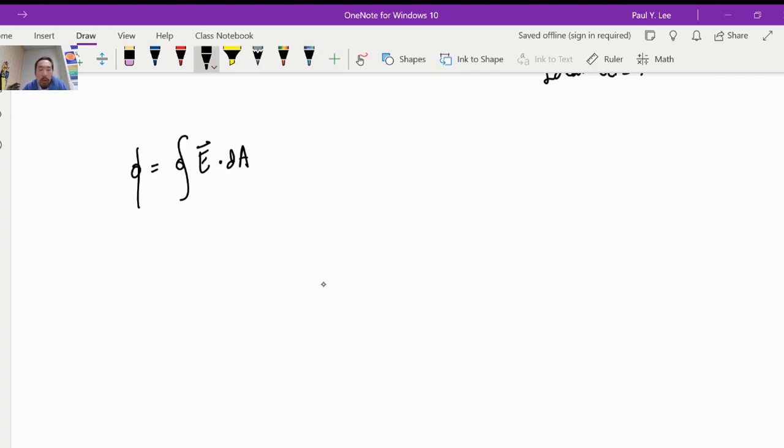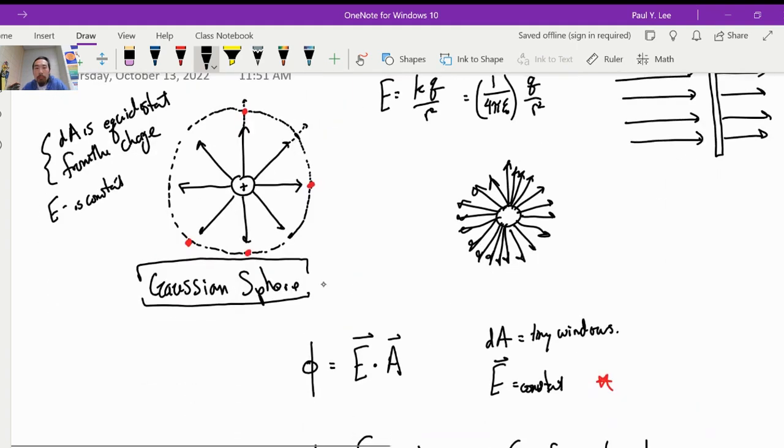We want to pull out all the things that are constants. So remember, this dot product just means cosine of the angle. If we go back here, I'll do this in a different color. So here is the E field, right? And right there is our teeny tiny window.